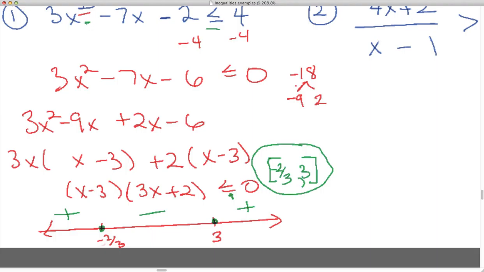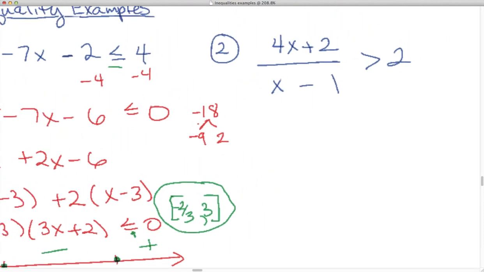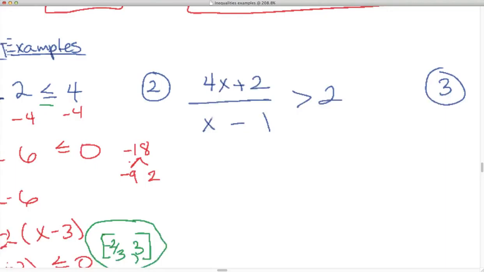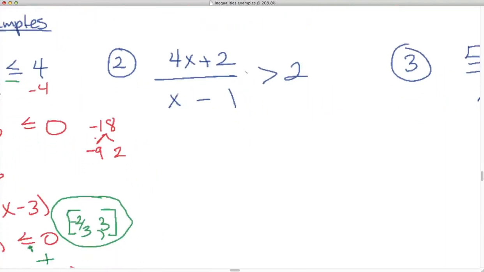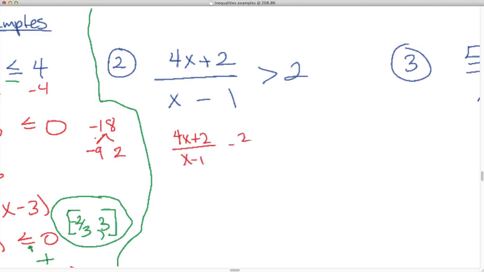The other time when you do sign analysis is whenever you have a fraction inequality. But in this case, we got a number that's not 0 on this side, so what we're going to have to do is a little algebra. Just find a common denominator, subtract it over. So you're going to get a 4x plus 2 over x minus 1 minus 2. And then the common denominator would be x minus 1, so you'd multiply it on top and bottom.